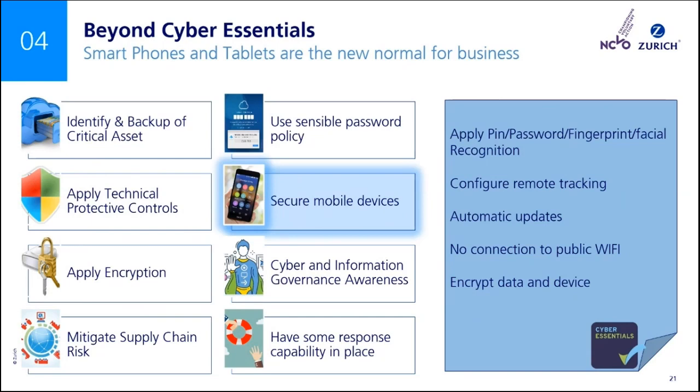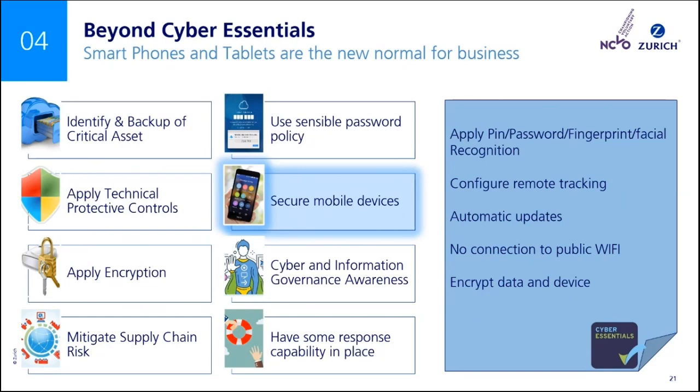That's why securing those mobile phones is really, really essential. So what are the things to do? Apply PIN, password, fingerprint, and facial recognition. That is really important. Protect it from unauthorized access. Configure remote tracking. Remote tracking is really essential. You can do remote tracking using an expensive piece of technology.